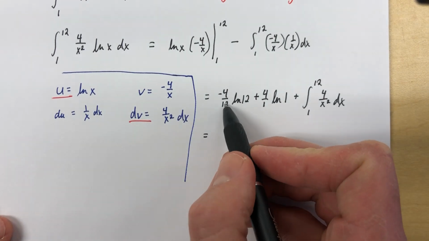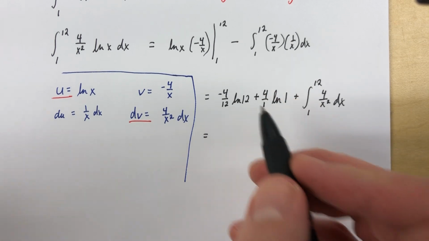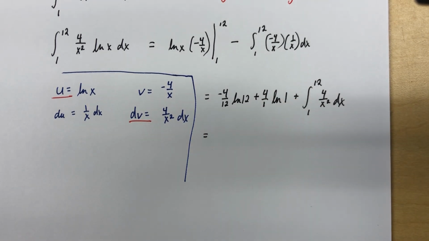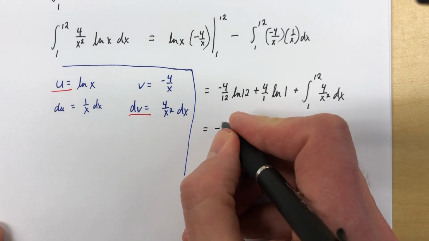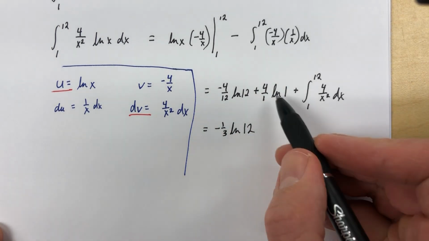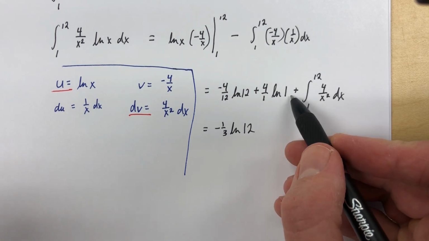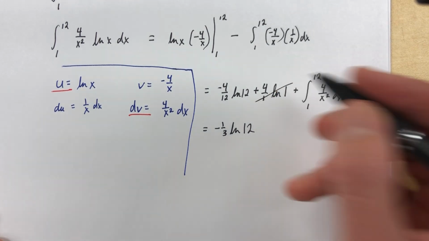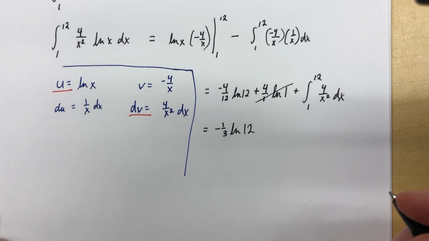Well, first of all, that's negative 1/3 natural log of 12. Don't be like, oh, it's calculator inactive. What's the natural log of 12? They don't expect you to know that. Don't play that game. It's the natural log of 12. 4 times the natural log of 1. Natural log of 1 is 0. So this entire term, it's gone. Lucky us. That simplifies my life quite a bit.